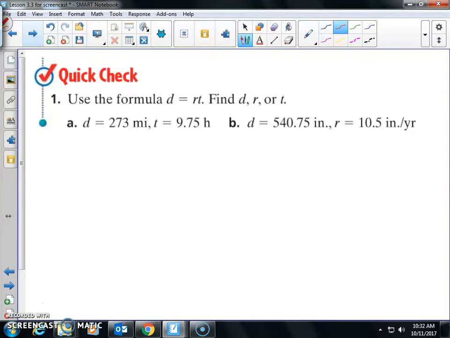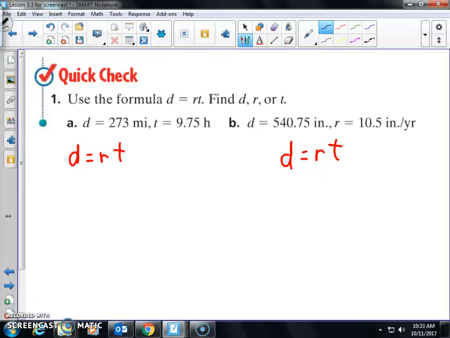So your job is to use the formula, D equals RT, same formula for both problems. Substitute, change the letters into numbers, and then solve for the missing variable. So in letter A, it looks like you are missing the rate. In letter B, it looks like you are missing the time. So now's a good time to pause the video and then come back and see how it goes.